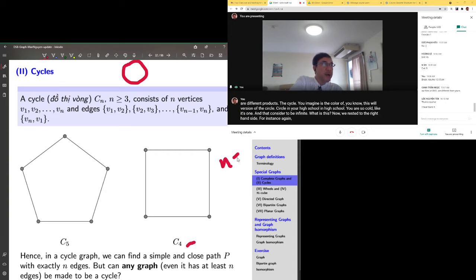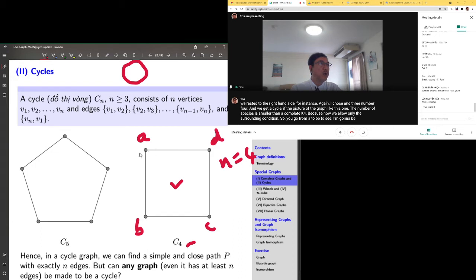Again, I choose n to be number 4, and we get a cycle if the picture of the graph is like this one. The number of edges is smaller than the complete K4, because now we allow only the surrounding connection. So you go from A to B, and then from B to C, and then to D, and from D you get back to A, and that means the total number of connections is exactly also number 4.